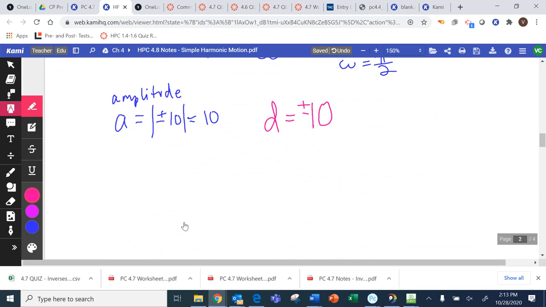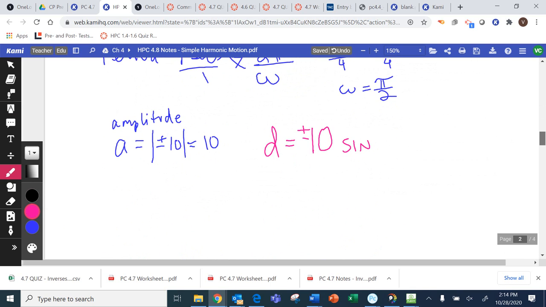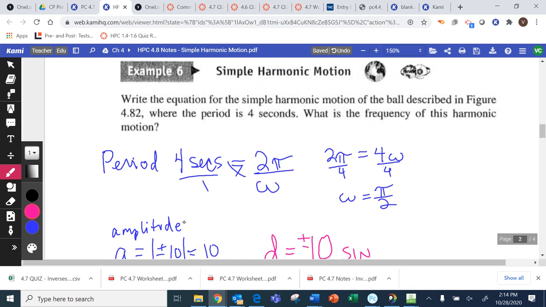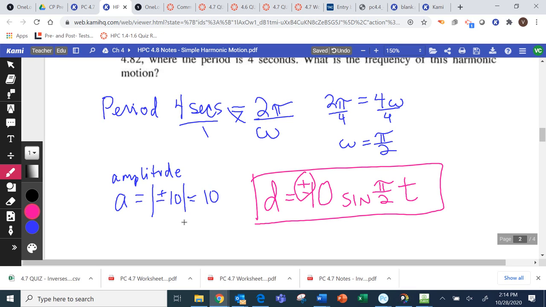It's not so important because this is just an example, but we're going to have sine. Oh my gosh, I keep forgetting to switch it back. Then we're going to have sine, and then that omega value comes next, which is pi over 2, and then t. So that would be our equation. Again, the plus or minus, that just really depends on if it's going down first or coming up first.